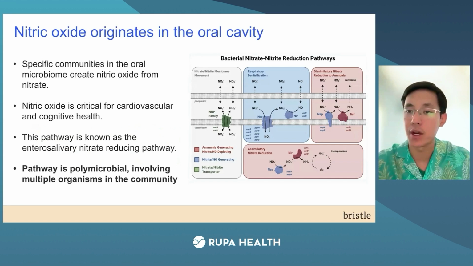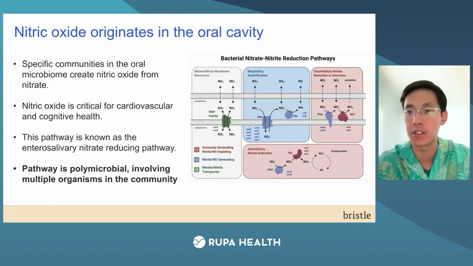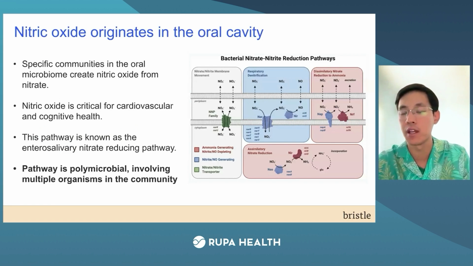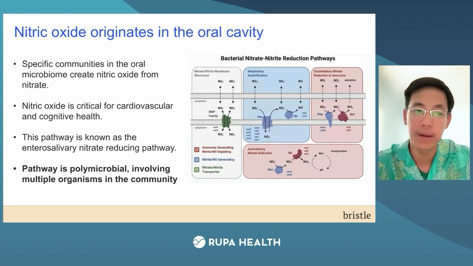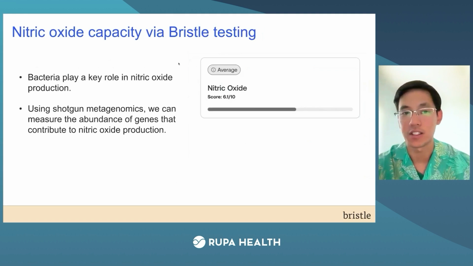But this pathway is quite complex and involves multiple different species. And sometimes molecules are passed between species, and each species can play a different role in this pathway. And the only way to really look at this pathway is to look at the community as a whole. And of course, our test is capable of doing that. And so we provide this nitric oxide score.